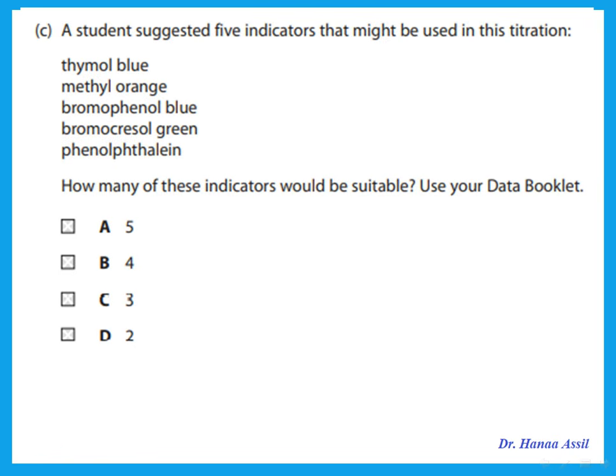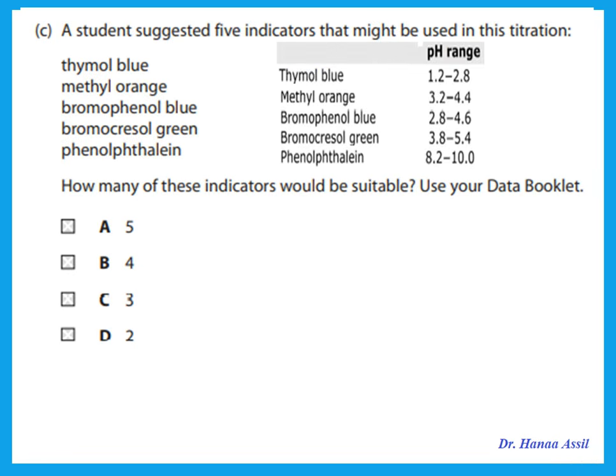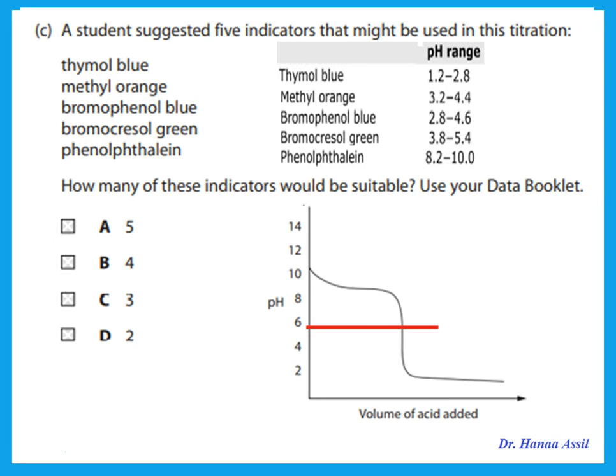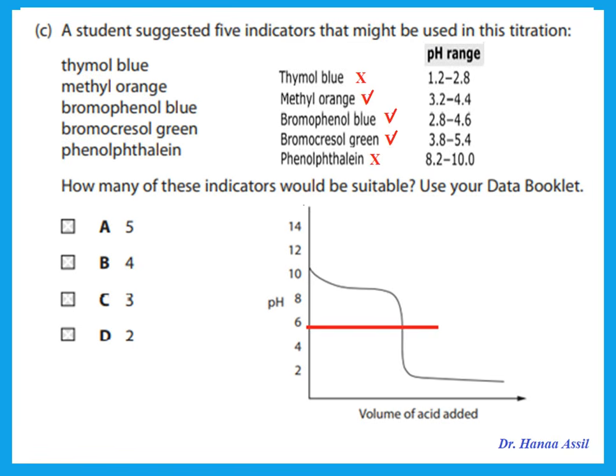A student suggested 5 indicators that might be used in this titration. How many of these indicators would be suitable? Well, this is the pH range of the indicators that he's mentioning. I look at the graph and I choose where the pH of equivalence is. So this is around 5 point something or below 6. Which of these could be suitable? Well, thymol blue cannot. Its pH range is very low. Methyl orange, yes, it could be around 4 point something possible. Bromophenol blue, 2.8 to 4.6, also within the range around 4.